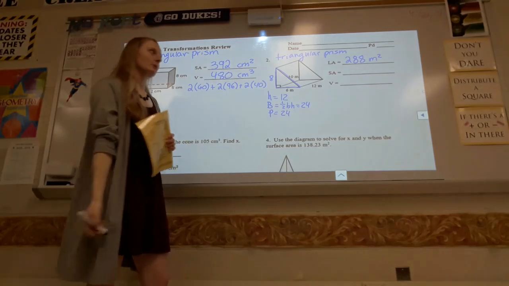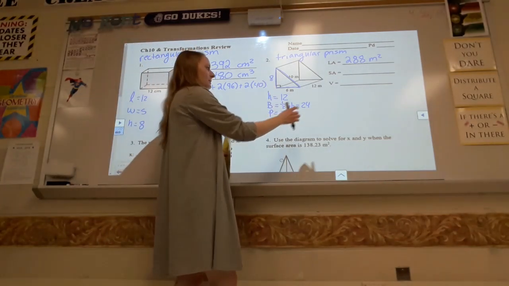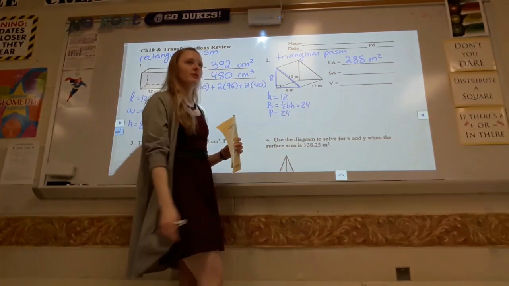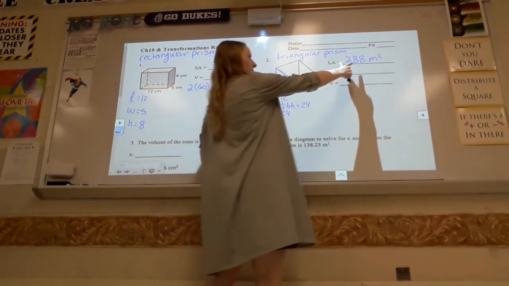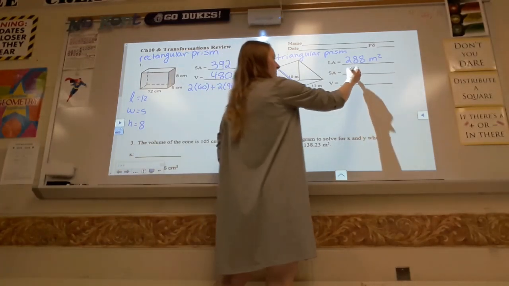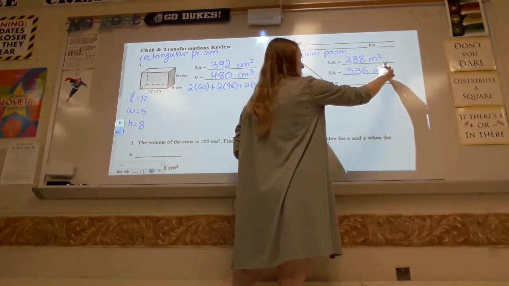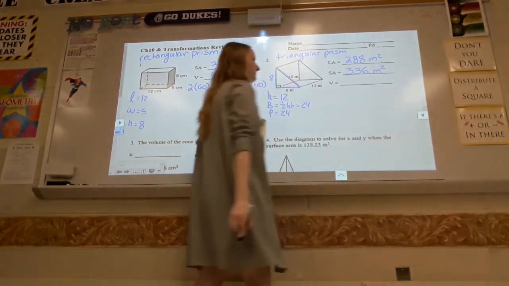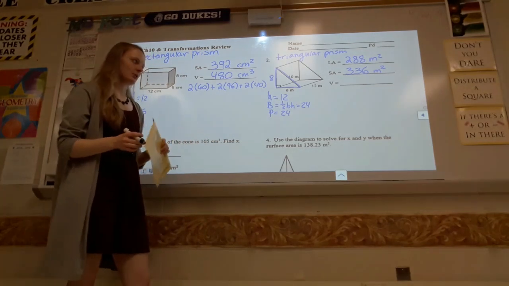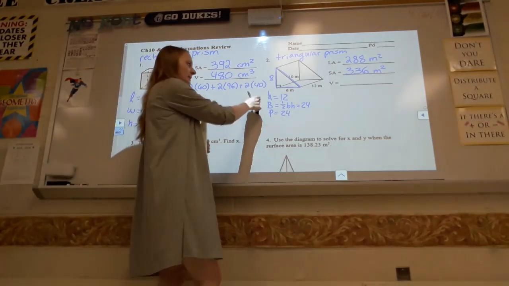Then the surface area of a triangular prism is that value, the height times the perimeter, plus 2 times capital B. So it's going to be your 288 plus 2 times 24, which is 48. So what's this plus 48? What is it? 336 meters squared.